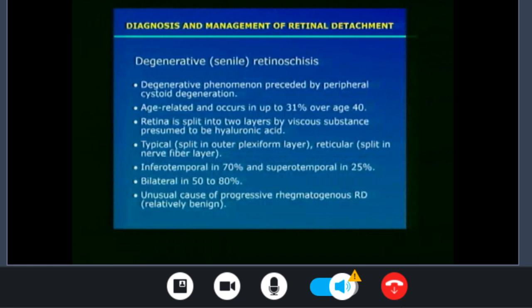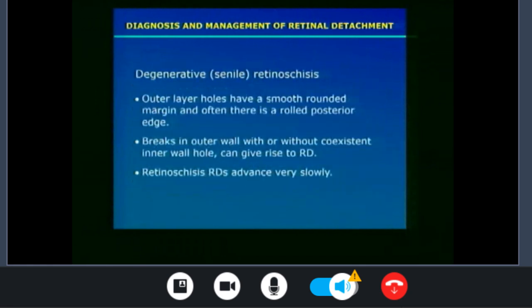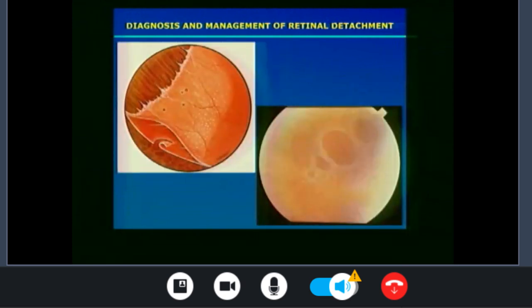It is a very rare cause of retinal detachment. You can have outer layer breaks and inner layer breaks. Breaks in the outer layer can cause detachment if the hyaluronic acid-rich fluid liquefies. And you can have detachment if you have breaks in the two layers. Like this drawing, you can see here the holes in the inner layer, and this is a large break in the outer layer, and this is a clinical case.